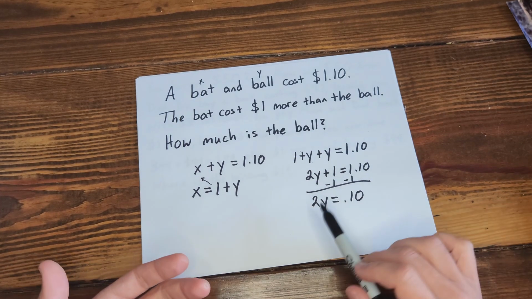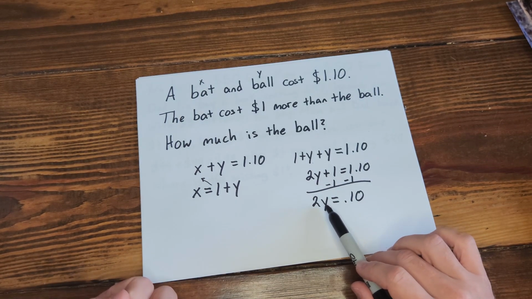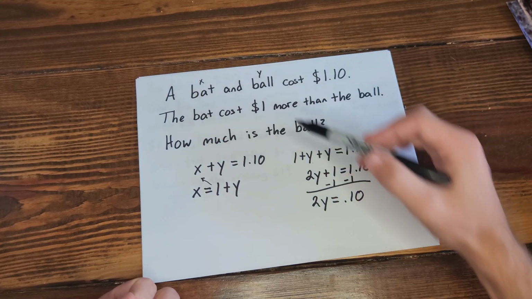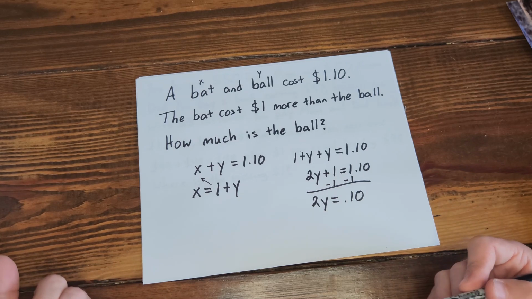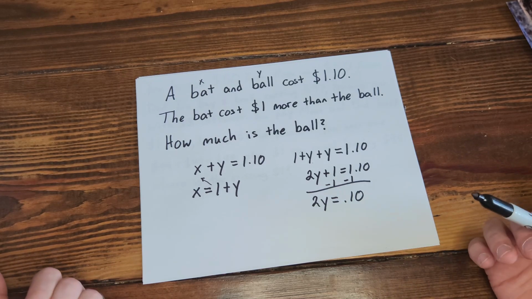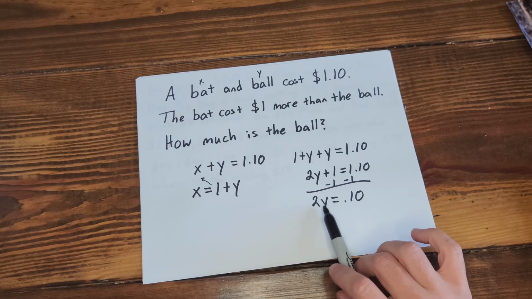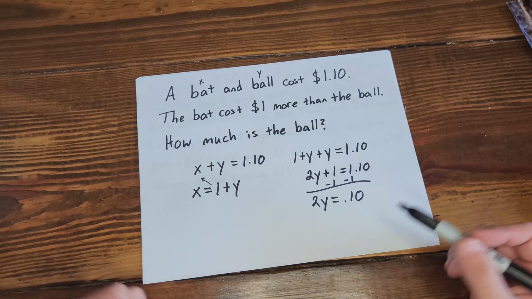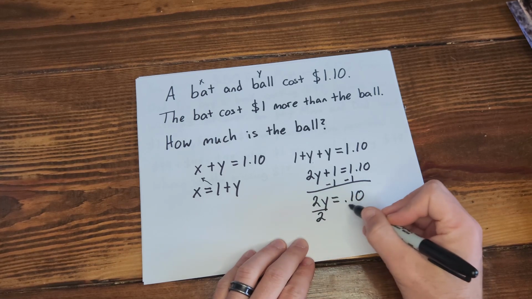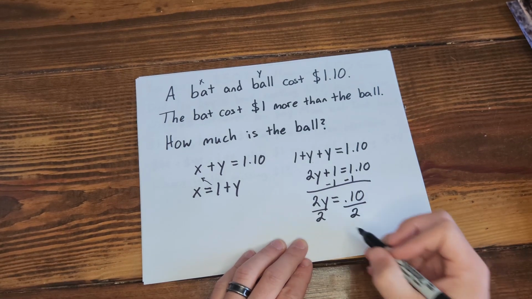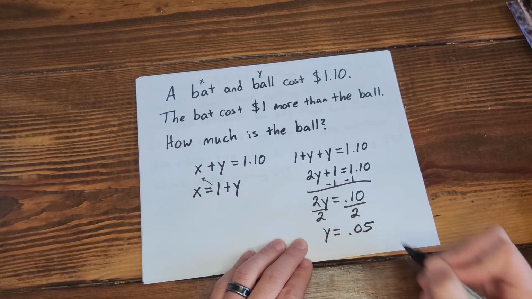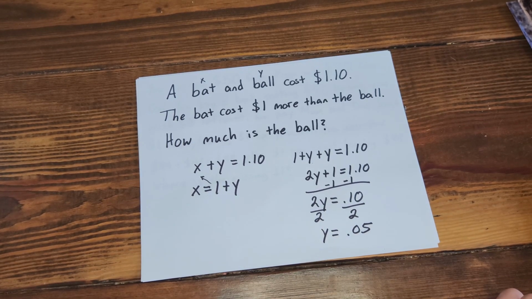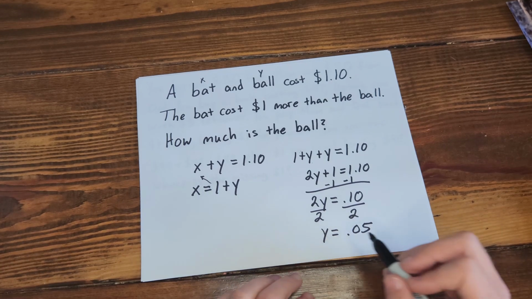So if we take a look at this part, 2 balls, because we notice y is the ball here, 2 balls equals 10 cents. So there's no way that our friend's answer of the ball is 10 cents makes any sense now. So we're going to do the inverse of multiplication here. 2 times y, we're going to do the inverse, which is divide. 10 cents divided by 2 is 5 cents. So there's our answer here.